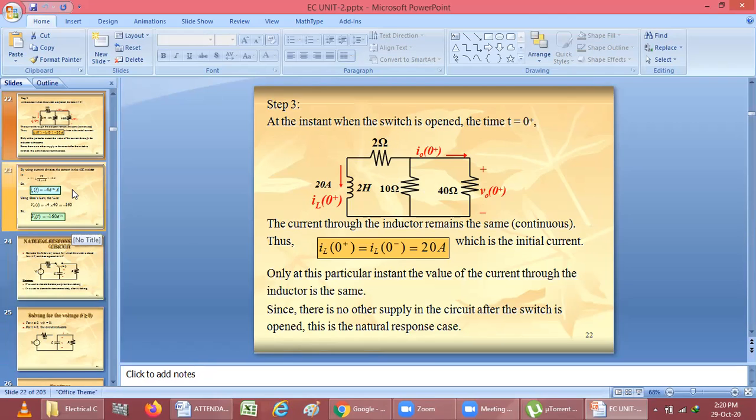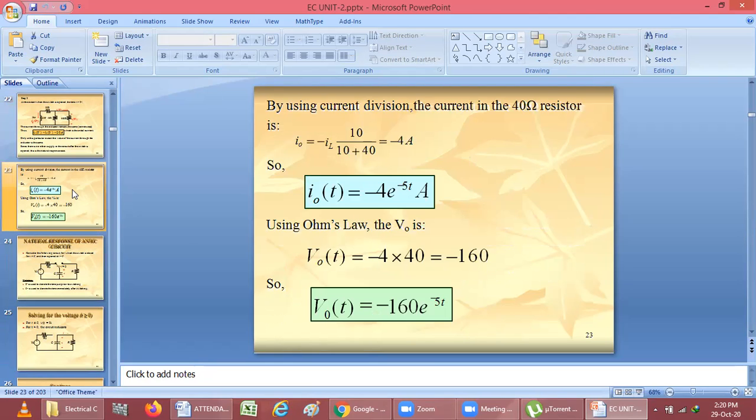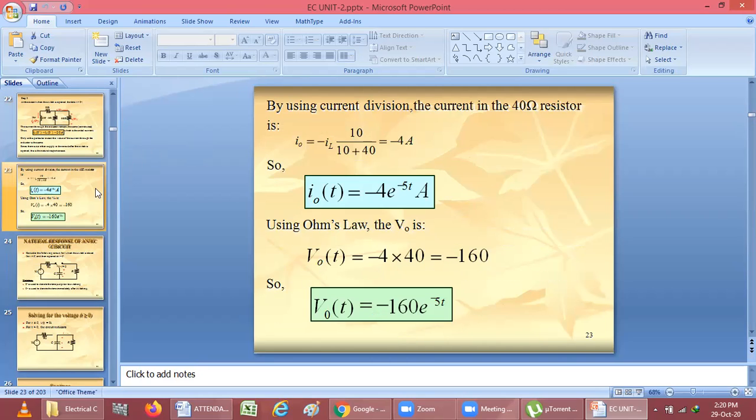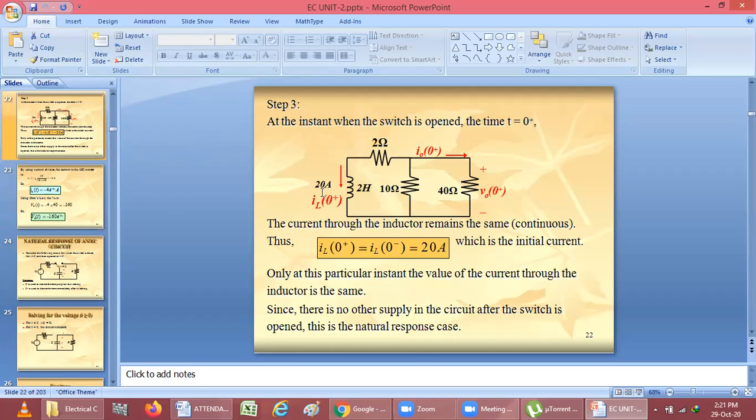So we can apply the current divider rule to find the current flowing through the 40 ohm. That value will be IO equal to total current IL, which is nothing but the current flowing through the inductor, into the resistor that is parallel upon the sum. Which resistor is parallel? 10 upon 10 plus 40. So we can write here I equal to IL into 10 upon 10 plus 40. In place of IL you write 20 ampere, because here we are getting the value 20.